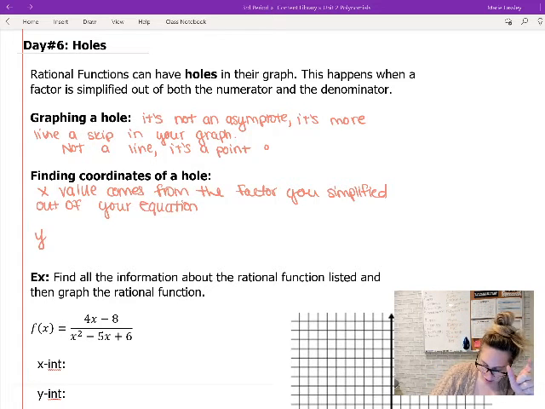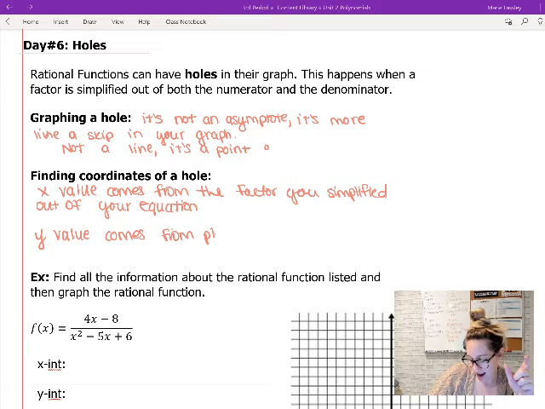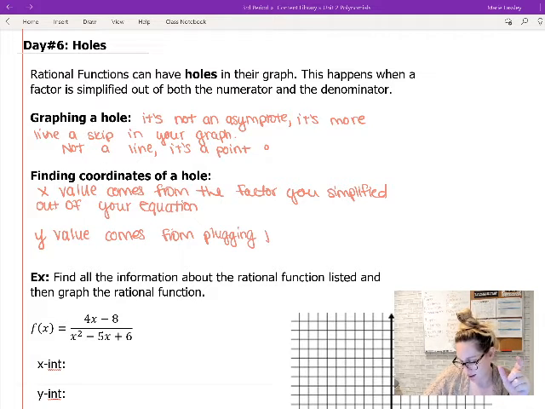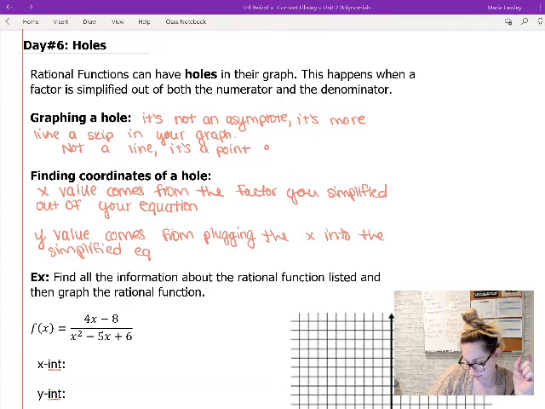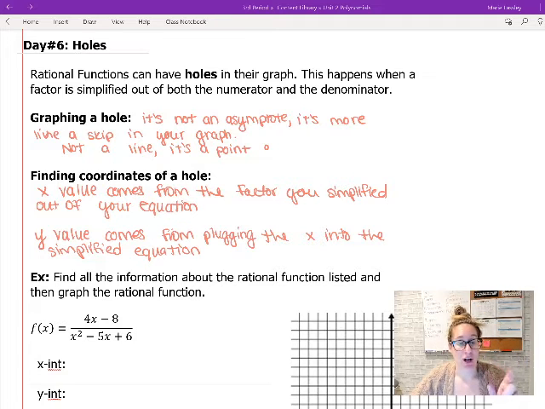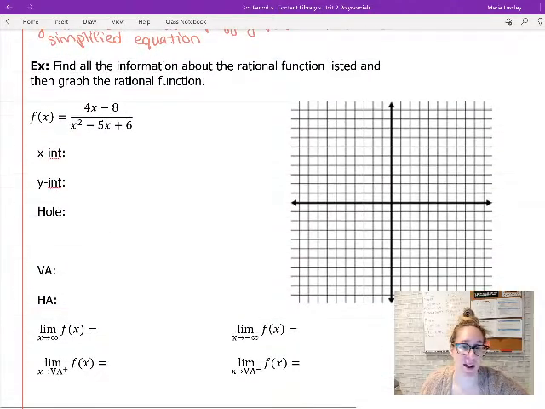Your y value comes from plugging that x into the simplified equation. Once you simplify out that factor, you can find your x value for your hole. Then to find the y value, you take that x value and put it back into the simplified equation. Whatever y value you get, that's the y value for your hole. That's really all for notes for today. Now we're just going to go through an example problem of when you would see a hole in your graph and what they look like.